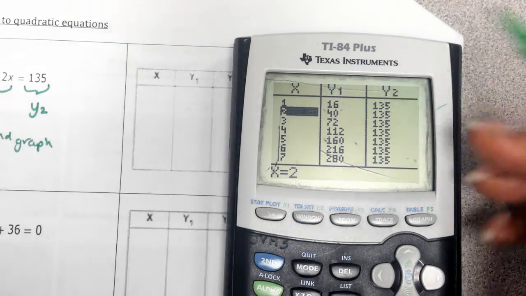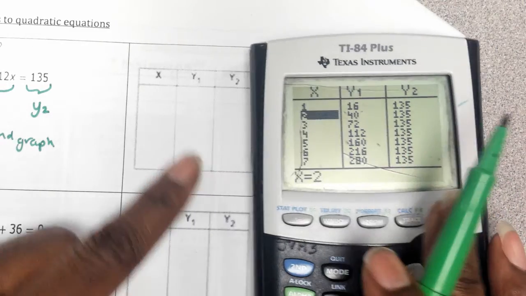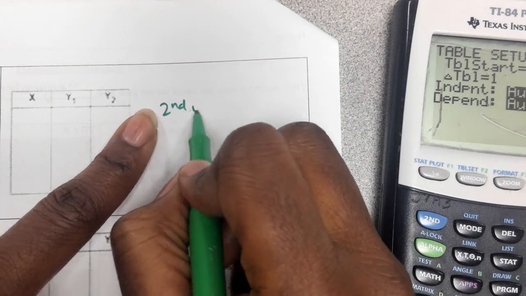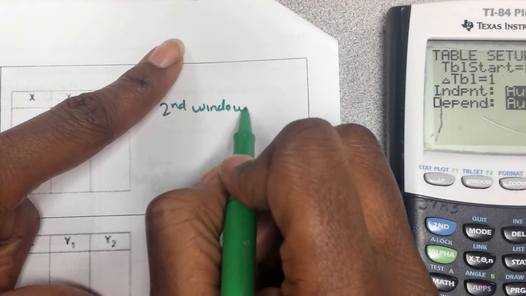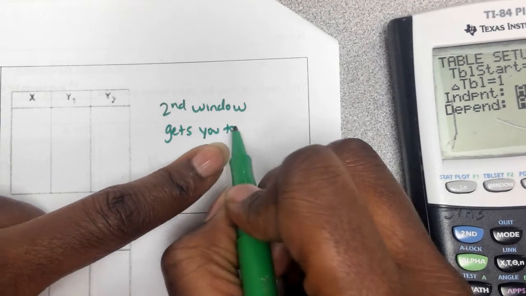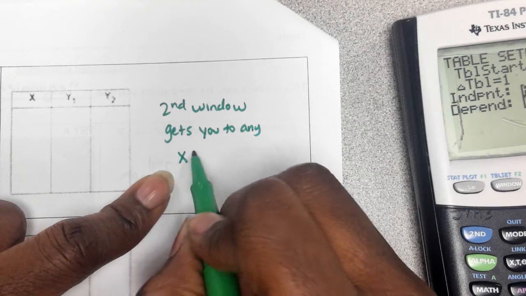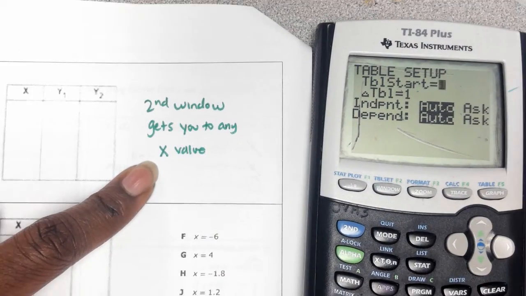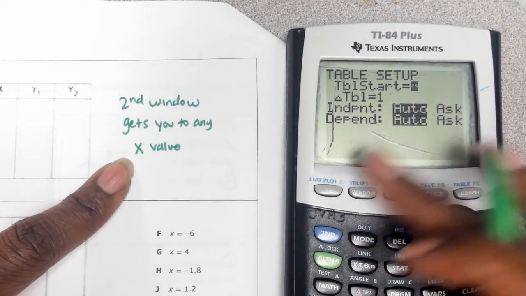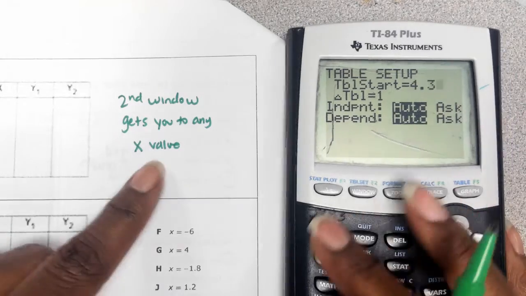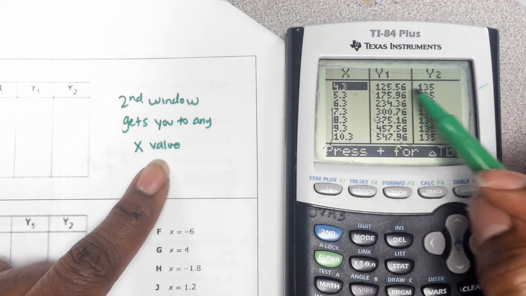Okay. So, just because we know it's between 4 and 5, you can maybe start trying second window. Remember what second window will help you do? Second window helps you get to any x value. You don't have to write this down. Second window gets you to any x value unless you want to. So I press second window, so I know it's between 4 and 5 somewhere, so maybe it's like 4.3. Nope, still not the same.